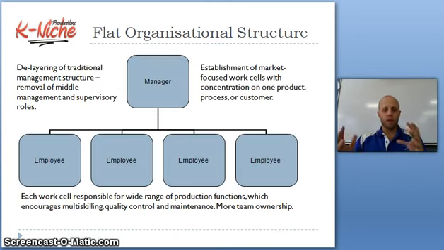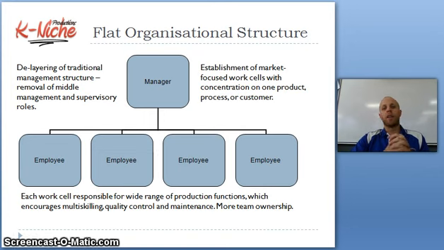Now, in terms of flat organisational structure, you can see that there's still a manager at the top, okay? This is where it's the same as the classical scientific theory. There's still a manager at the top, but it's the role of that manager that changes, okay? There was a delayering of traditional management structure, so there was a removal of middle management and supervisory roles. So the chain of communication actually was a lot easier, okay? There was establishment of market-focused work cells with a concentration on one product, process, or customer.